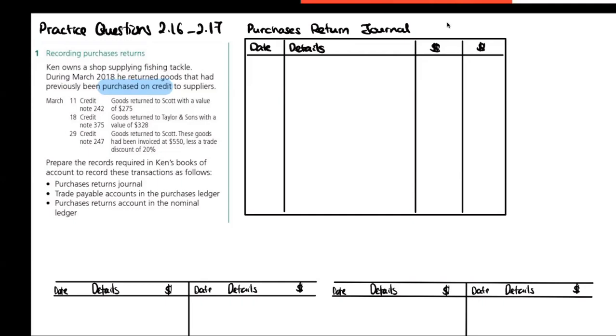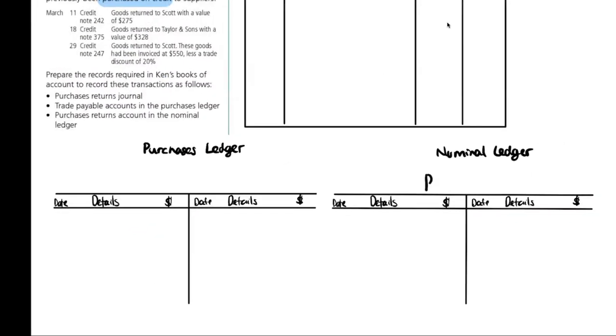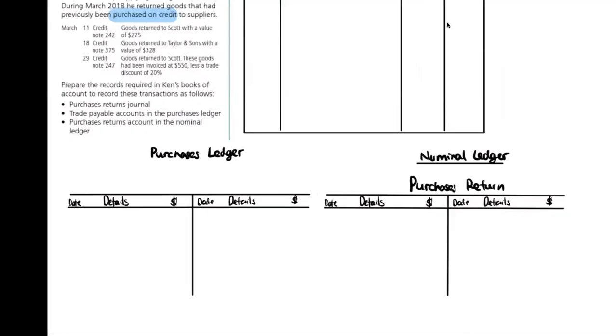Then prepare the trade records required in Ken's book of accounts to record these transactions as follows: purchases return journal, trade payable accounts in the purchases ledger, purchases return account in the nominal ledger. So I'm just going to open my purchases ledger here and my nominal ledger here. Okay, in the purchases ledger I'll just have to write a few names, and then the nominal ledger will be my purchases return account. So I think there are at least two names, so I just need one more of it.